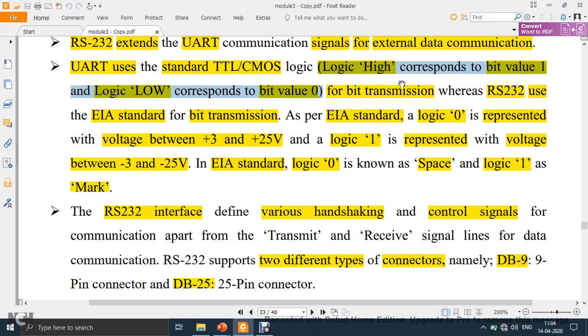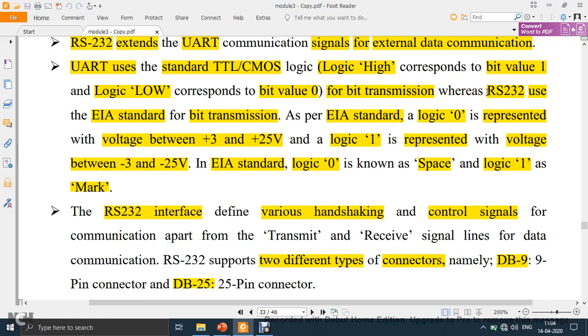Now we might ask, what is logic high? Suppose the operating voltage of that particular embedded system is 3.3 volts, then logic high is usually represented as 3.3 volts. If the operating voltage of that embedded system is 5 volts, then logic high corresponds to 5 volts. That is how logic high varies. Logic low is obviously ground potential, or 0. This is what UART uses for bit transmission, and this is how it communicates bits to other devices.